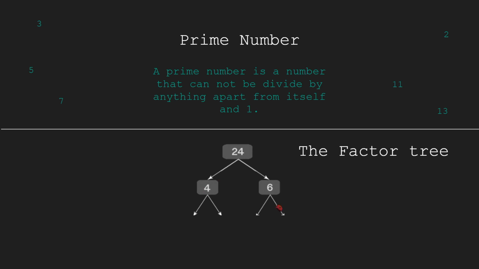So 4 and 6. And since 4 and 6 aren't prime numbers, then we can just do it again. So 4 and 6 divided is equal to 2, 2, 2, and 3. And these are all the prime numbers that make up 24. I accidentally said that this tells us whether it's a prime number or not. This does not tell us whether it's a prime number or not. But it does tell us what prime numbers make up the number. So that's the factor tree.